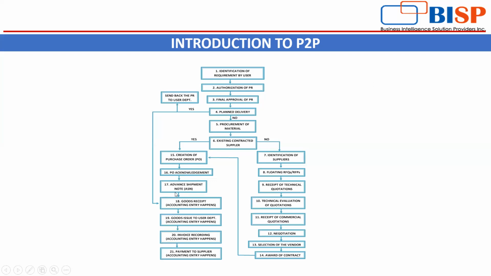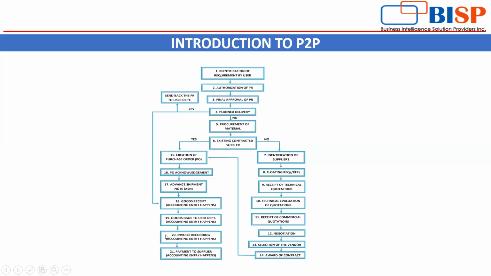So the first accounting entry happens at this stage where goods are received. So goods receipt, for that we do an accounting entry. The next step is the goods issue to the user department. So in case of raw material, we purchase goods and issue it to the requisite department. And in this case also we do an accounting entry.